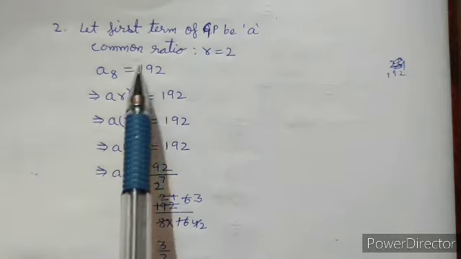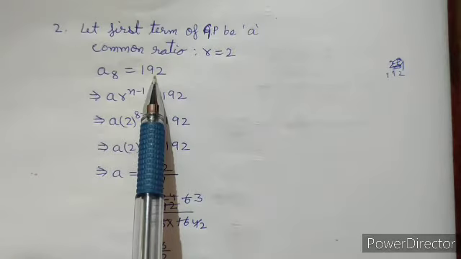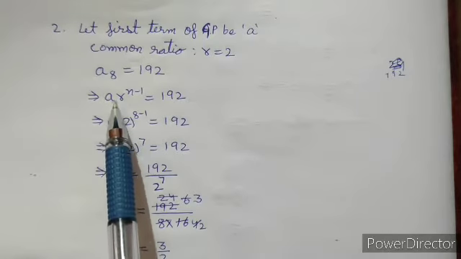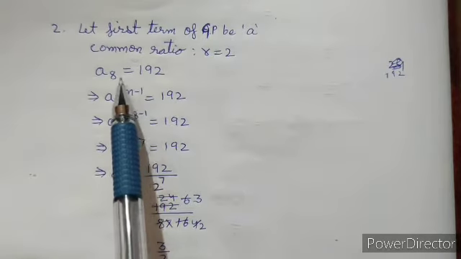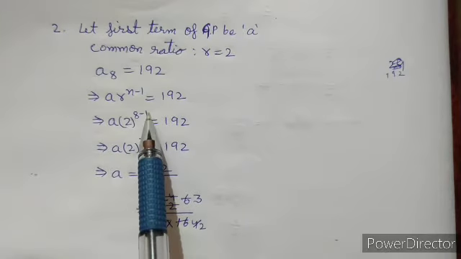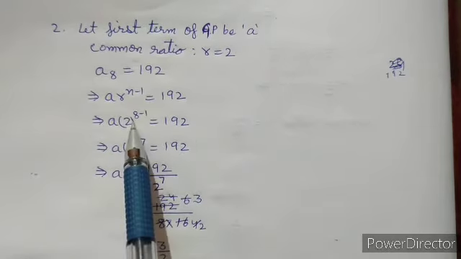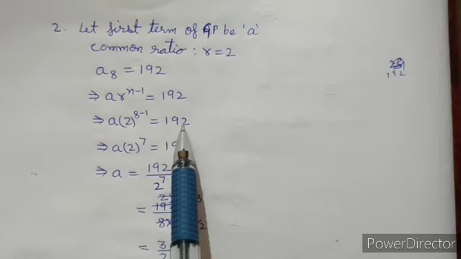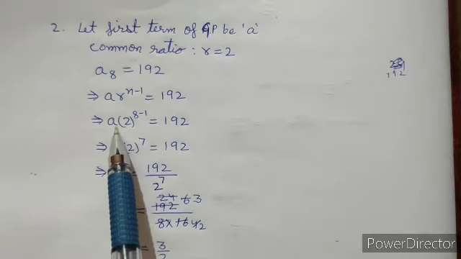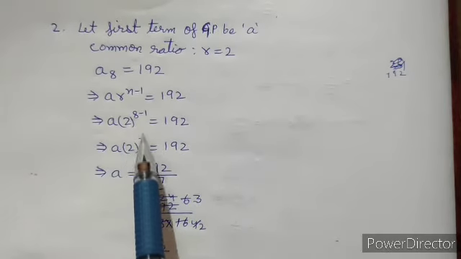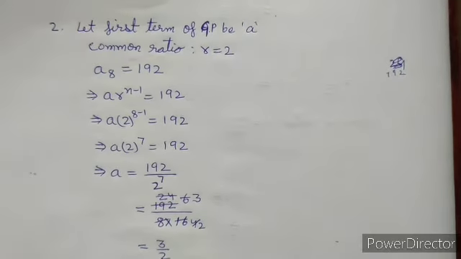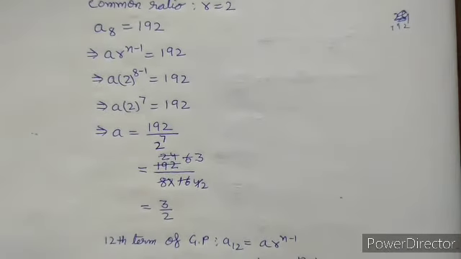The 8th term of GP is equal to 192. As we know that the nth term of GP is given by A R raised to power n minus 1, so the 8th term will be equal to A R raised to power 8 minus 1, where R is equal to 2, and that is equal to 192, as given to us. Now this will be A into 2 raised to power 7 equal to 192, which will give us A equal to 3 by 2.